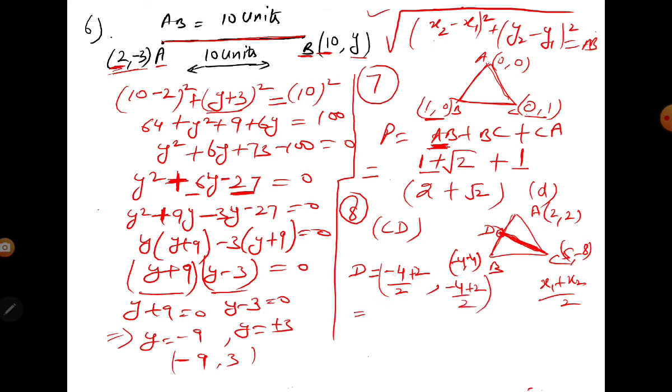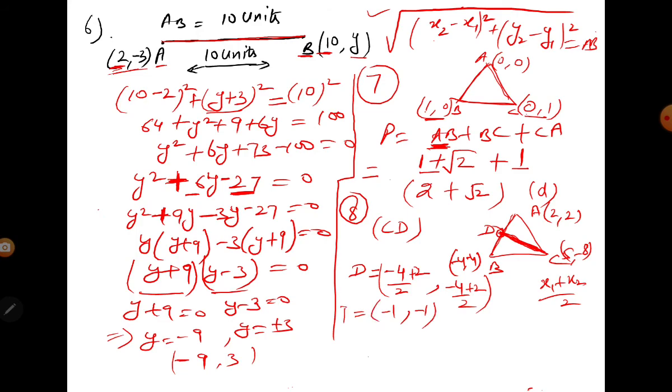So my D coordinates will be, minus 4 plus 2 is what? Minus 2. Minus 2 upon 2 is what? Minus 1. Again here, minus 2 plus 2, that is again minus 2, minus 2 upon 2, that is minus 1. So my D coordinate is minus 1 and 1.